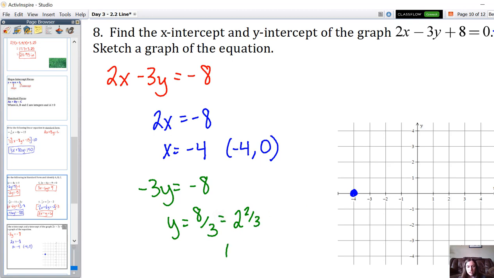So then we have the point 0, because that was our x value, and 8 over 3. The reason I said 2 2/3 is because that's going to be easier for me to graph. If you can look at a graph and know where 8 over 3 is, great. So then now we've got 0 and up 2 2/3. There is our other point. And now we can graph our line through those 2 points. And there's a rough sketch of this graph.